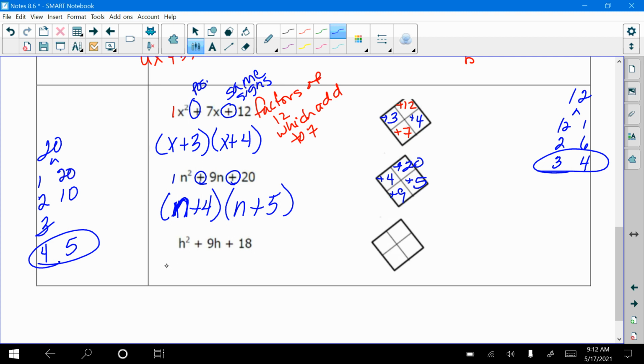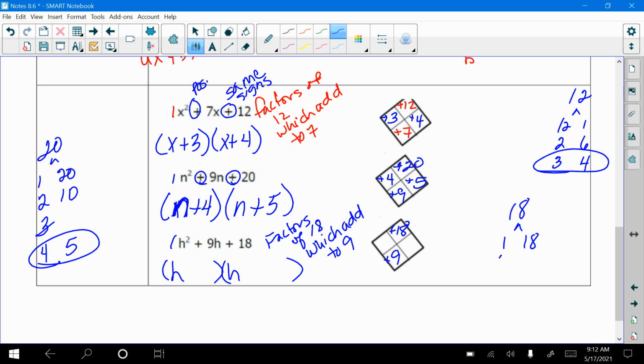The next one, I've got h's. I know it's going to be an h and an h. 1 times 18 is positive 18. 9 goes in the bottom and it's positive. So I want factors of 18 which add to 9. So 18, I'm going to break it down to 1 and 18, 2 and 9, 3 and 6. Here they go, they add up to 9. So positive 3 and a positive 6. The better you know your multiplication tables, the way easier this is.